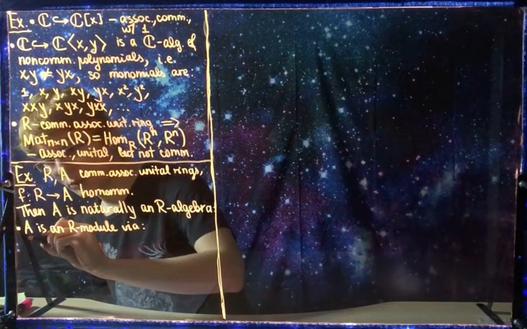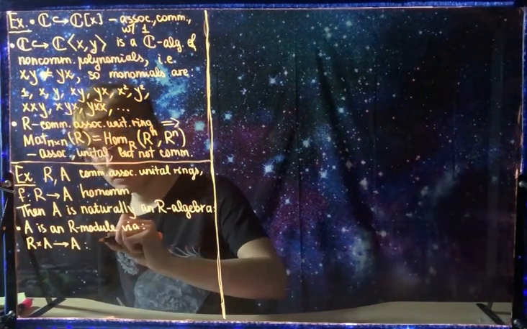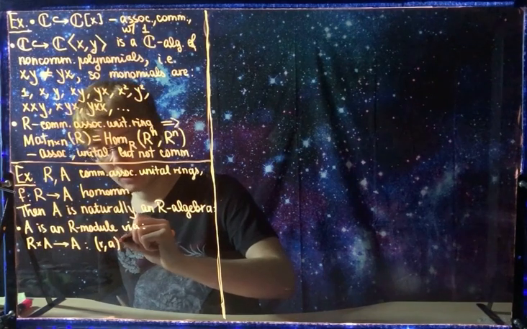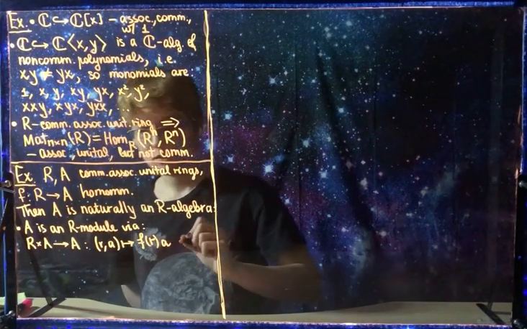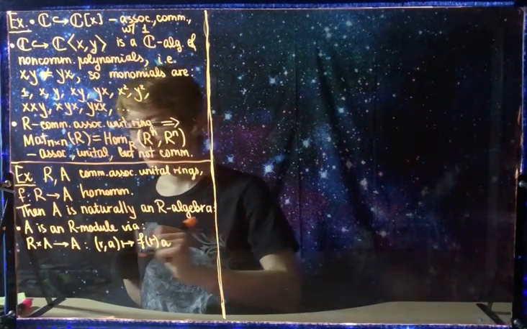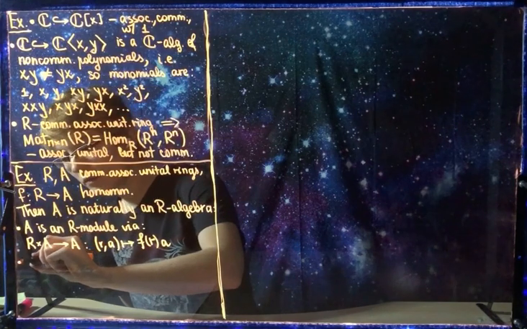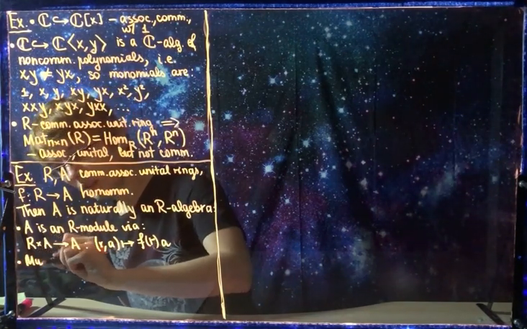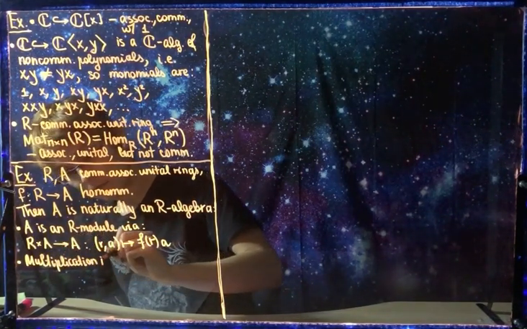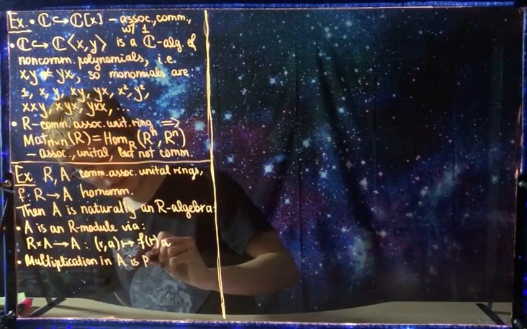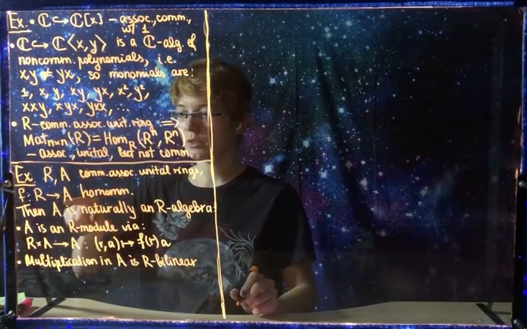Via the following operation. R cross A to A sends the pair (r, a) to F of r times a. So this is multiplication in A. And the operation of multiplication in A, coming from the ring structure in A, is R bilinear, which makes A into an R algebra.